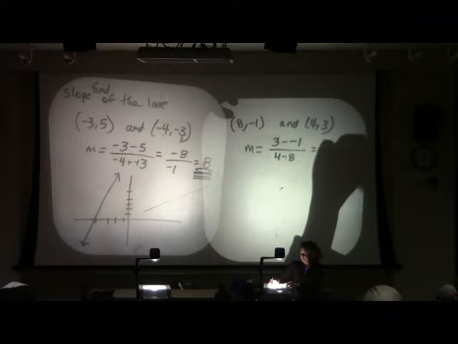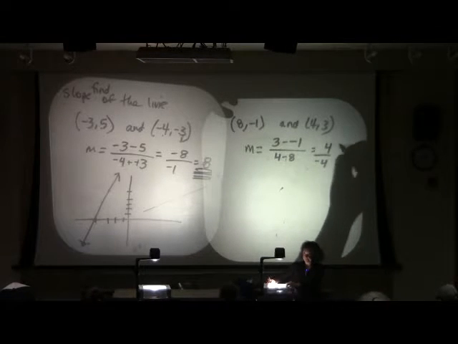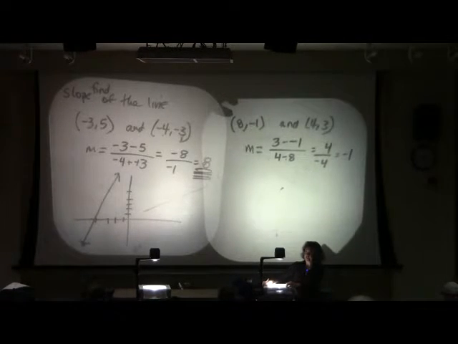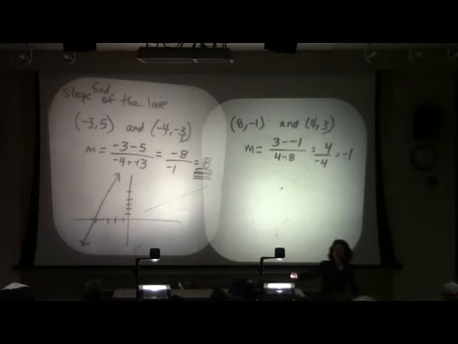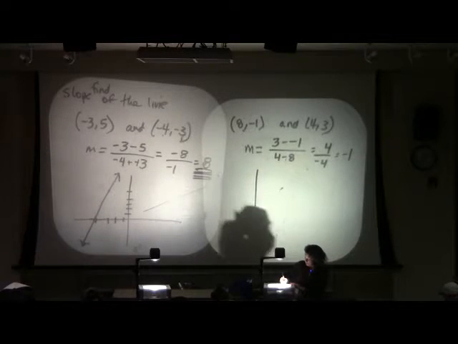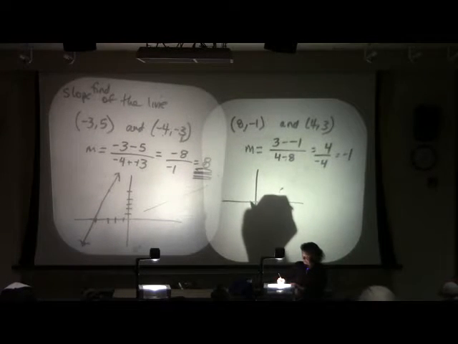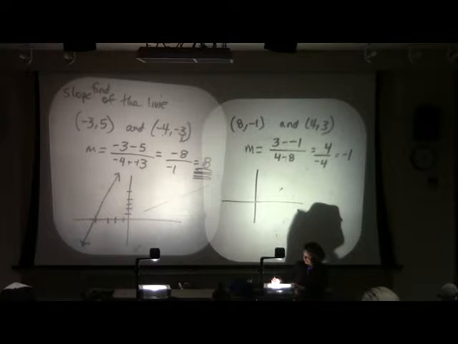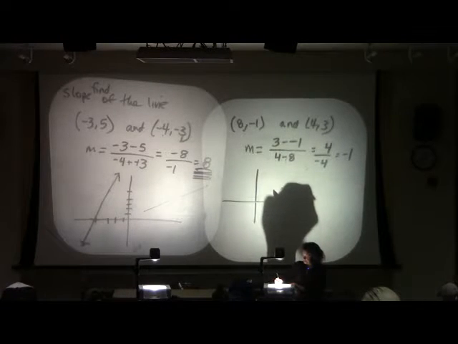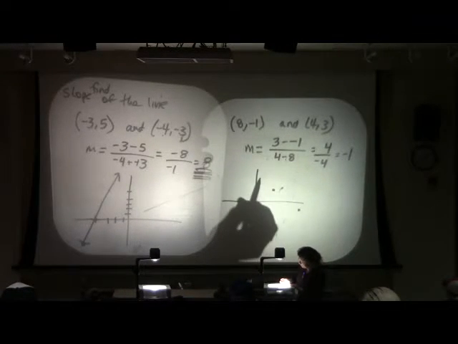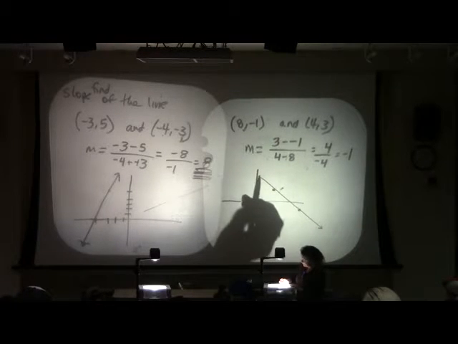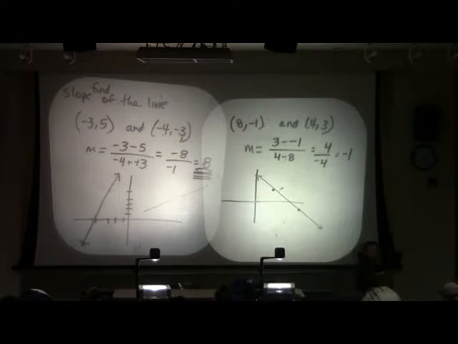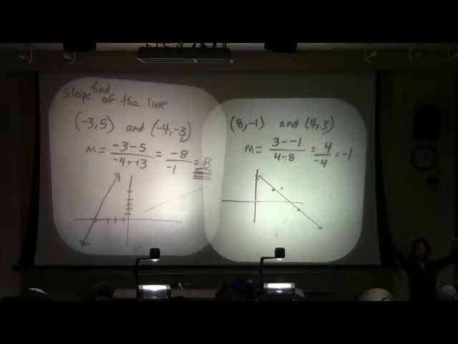Do you all agree you get a 4 in your numerator and a -4 in your denominator? So isn't that equal to -1? Oh, here's a negative slope. Well, what we can do is plot the points. Here's 8, -1, and here's 4, 3. Then we get to play connect the dots. And notice, with a negative slope, as we move from left to right, our line goes down.